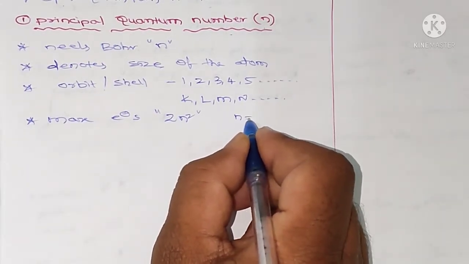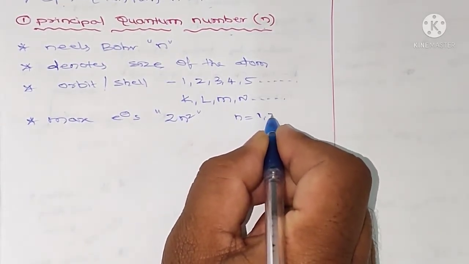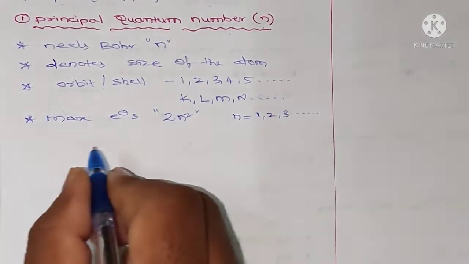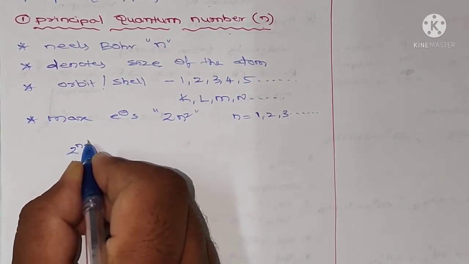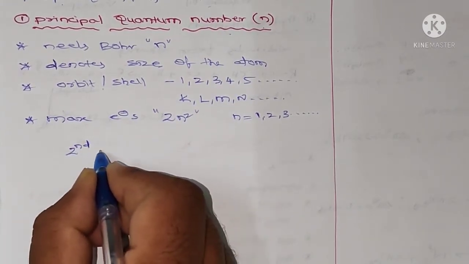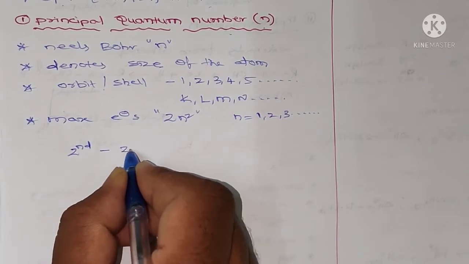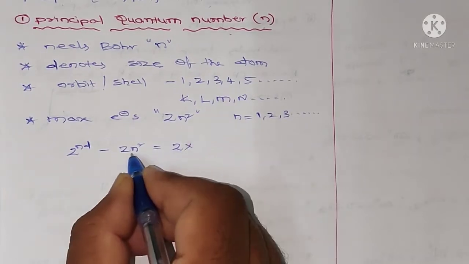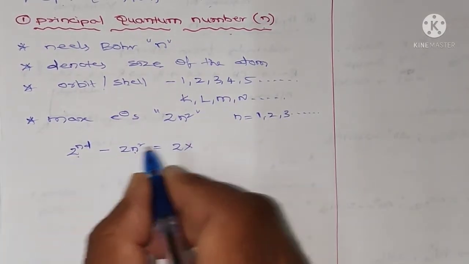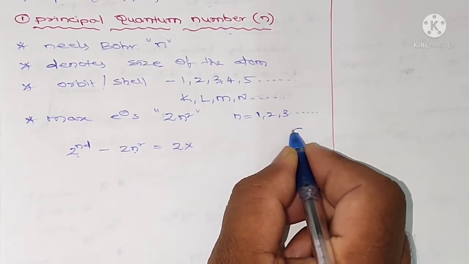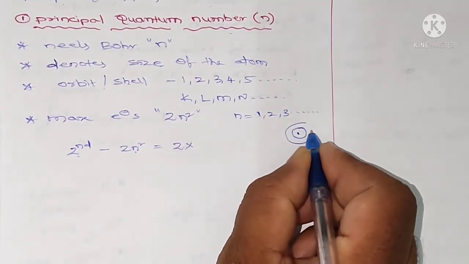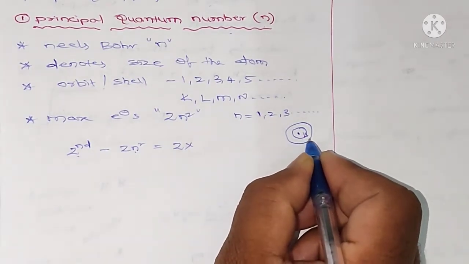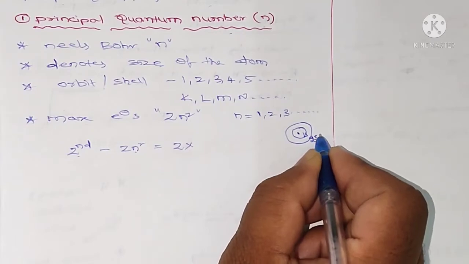Here n is equal to first shell or second shell or third shell. For example, I am taking second shell. In that second shell, the maximum number of electrons given by 2n square is equal to 2 into n is equal to 2 because second shell. So this is the nucleus, first shell and second shell. In first shell we have 1s, and in second shell we have 2s and 2p.